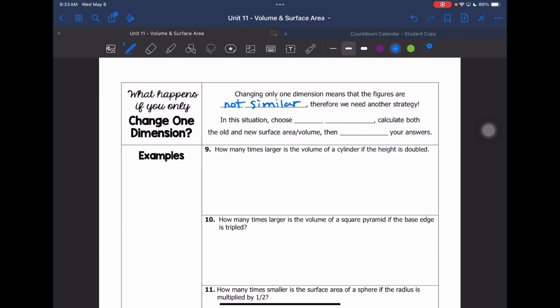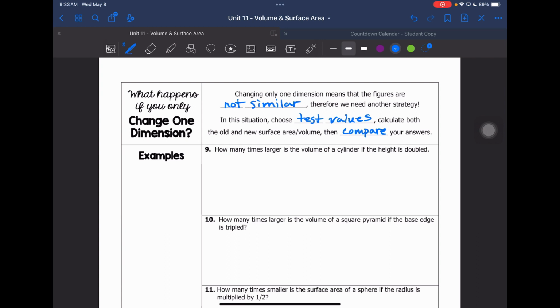In this situation, choose test values, calculate both the old and new surface area or volume, and then compare your answers. So let's look at some examples. All of these will kind of help you with the homework.